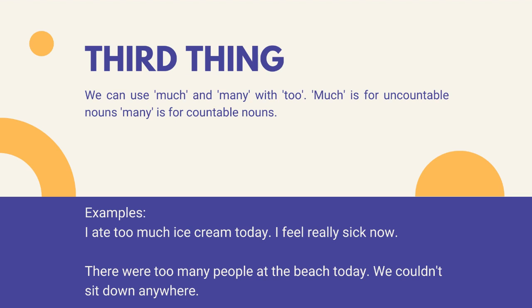The second example is, there were too many people at the beach today. We couldn't sit down anywhere. So here I've used many because people is a countable noun. We can say, 2 people, 3 people, 4 people. That means it's countable. So use many.